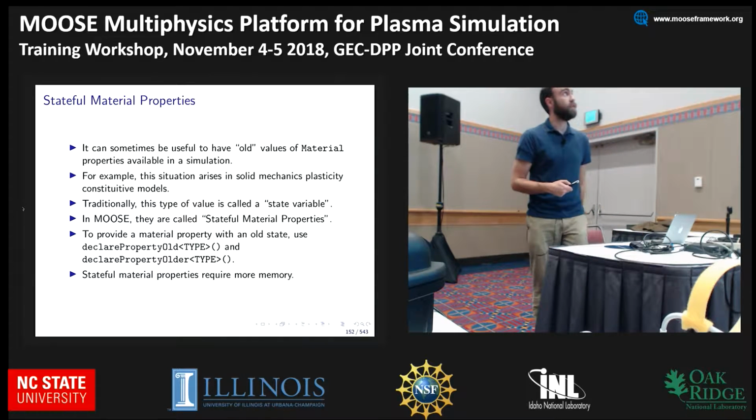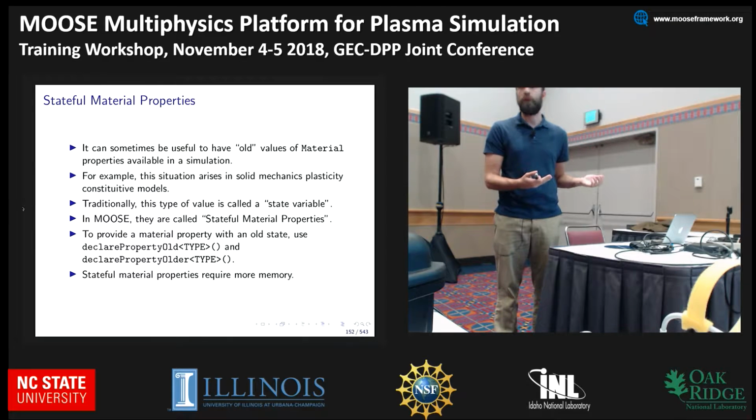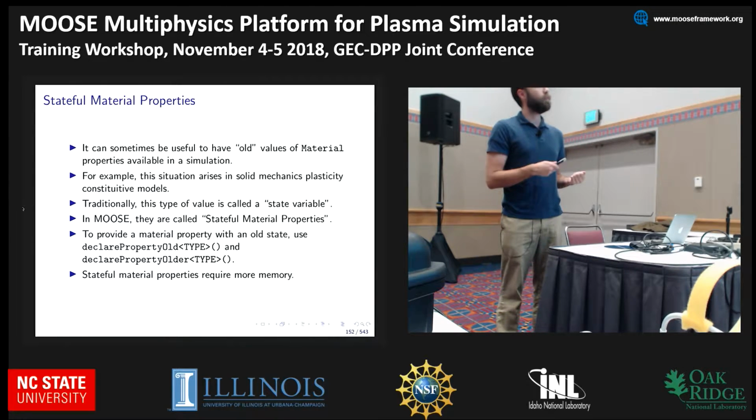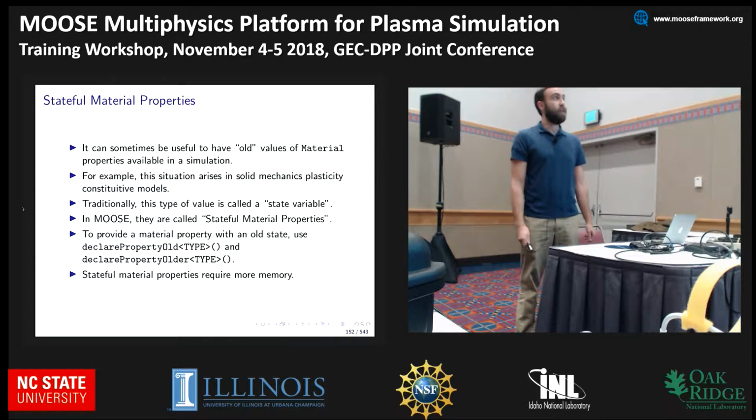This is what I mentioned earlier: stateful material properties. You can store multiple time levels of your material properties. You can also do this with variables. In MOOSE, these are called stateful material properties rather than state variables. The only thing to keep in mind if you do this is that it takes more memory. If you have a very small problem, this does not matter at all. But if you imagine multiple dimensions and a very complicated material or lots of material properties, this could start to become a problem.